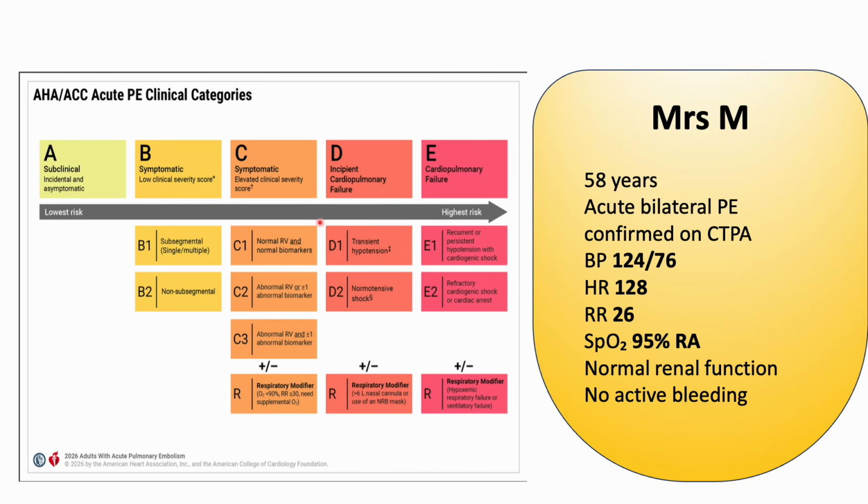So, with this criteria, our patient who's symptomatic, having an abnormal RV, and abnormal biomarkers, would be in category C3. And for her to be having a normal SpO2, the respiratory modifier is not added. So for this patient, she is in category C3 with abnormal RV, more than one abnormal biomarker. So a C2, C3 category, and that's how we will take her final decisions.